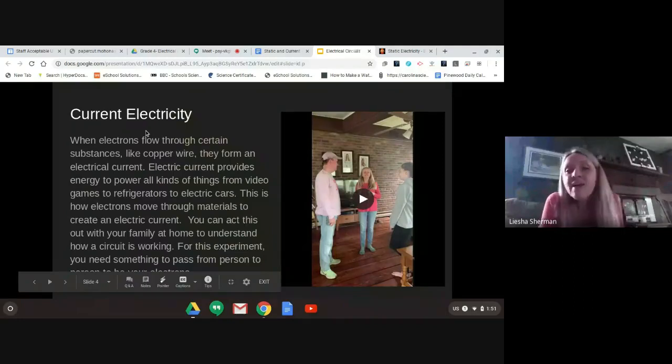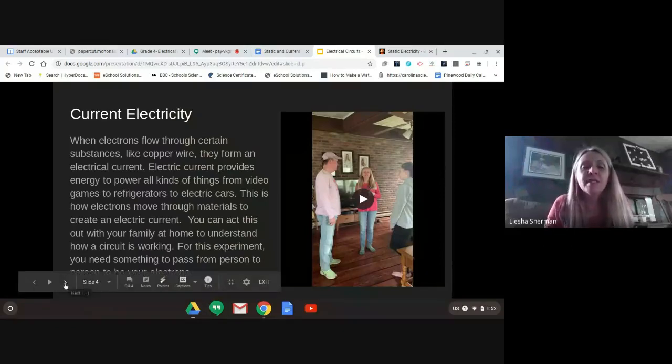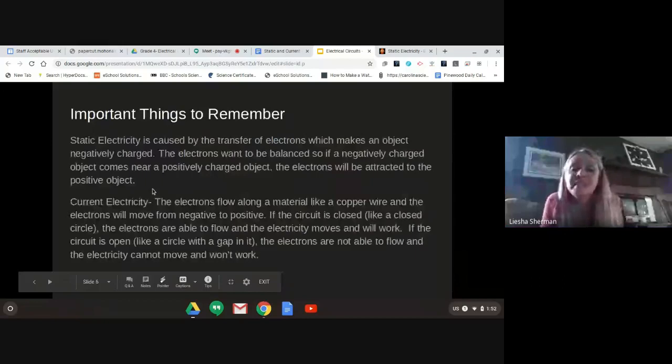Okay, so that's how the electrons move in a circuit. And next week, we're going to do some lessons about circuit building. And you'll see how you can use wires and batteries and light bulbs. And you can actually create a circuit where the electricity can flow through. So some important things to remember from this lesson.